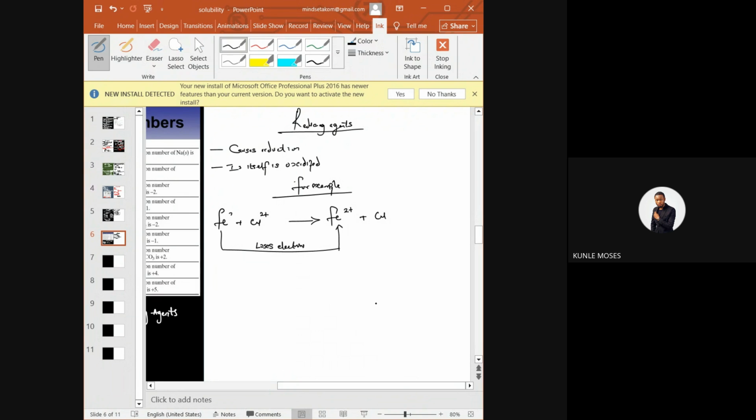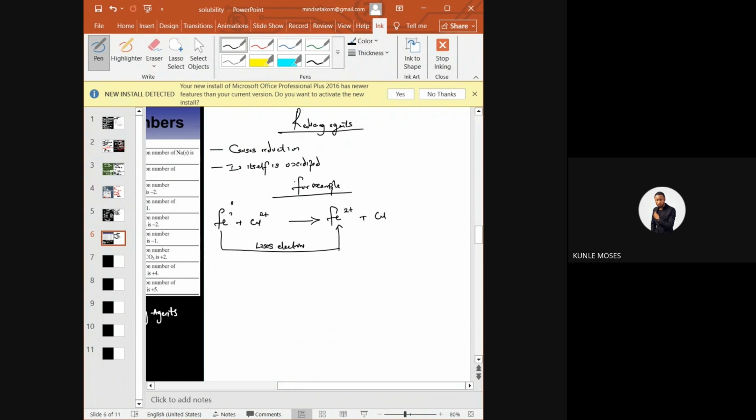So look at this example here. We have Fe reacting with Cu2+ to give Fe2+ and solid copper. The oxidation number for Fe is 0, and this one is +2. It simply means that iron has lost 2 electrons, isn't it? In valency, when you see a positive charge, it simply means it has lost some number of electrons, and when you see minus, it means it has gained electrons. So from 0 to +2, iron has lost 2 electrons to become Fe2+.